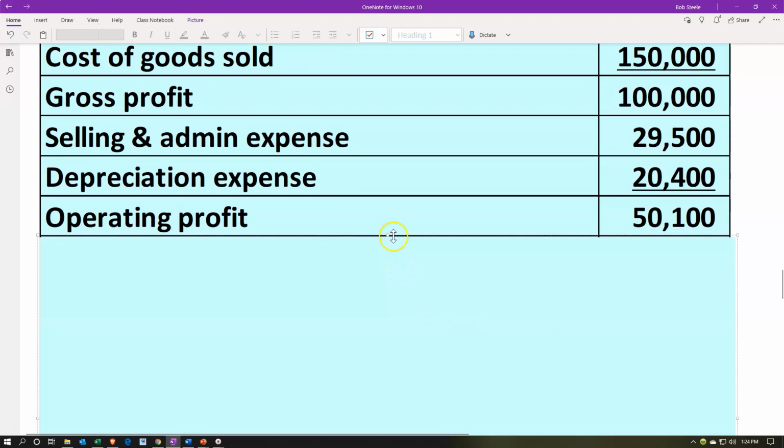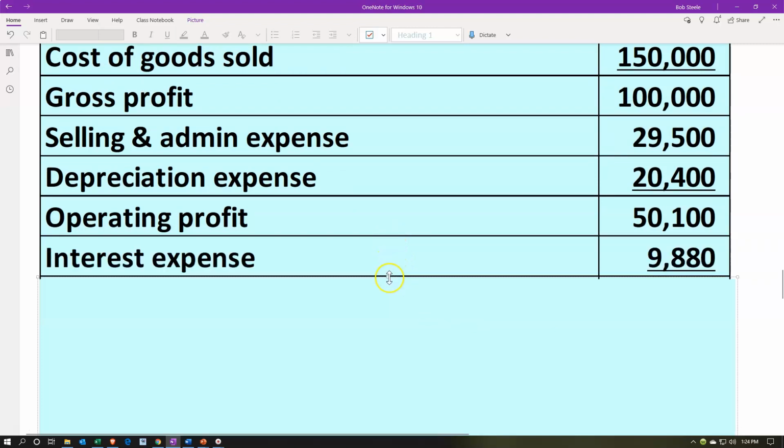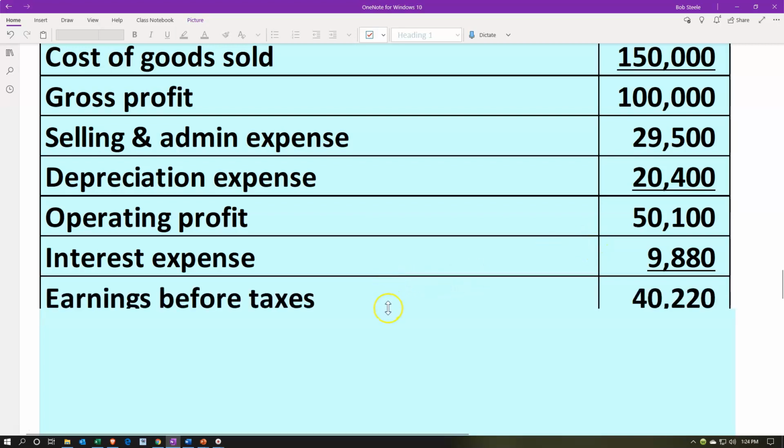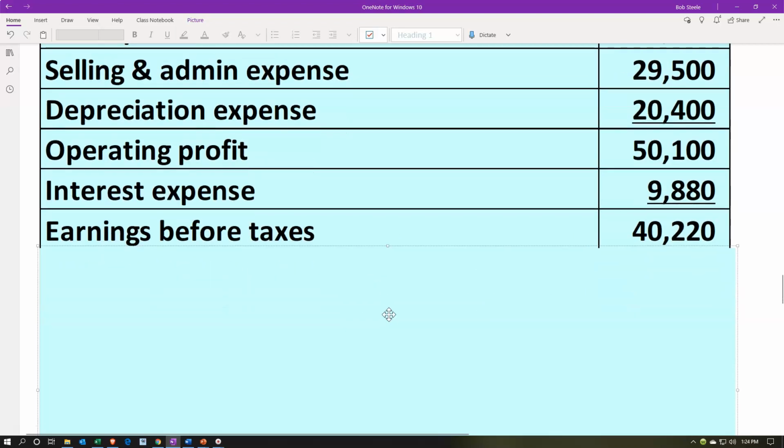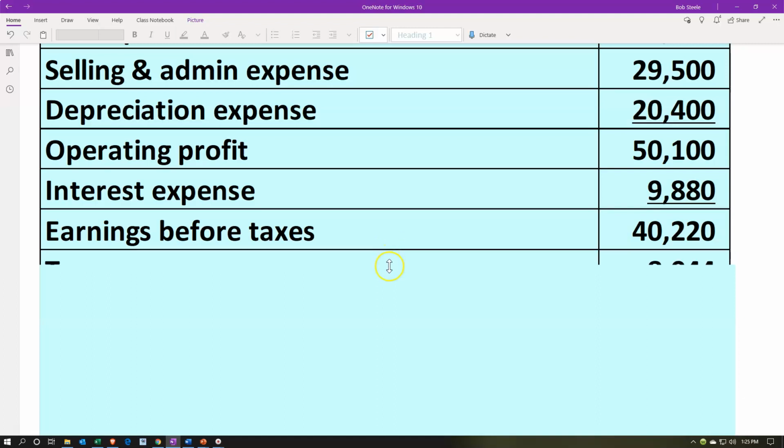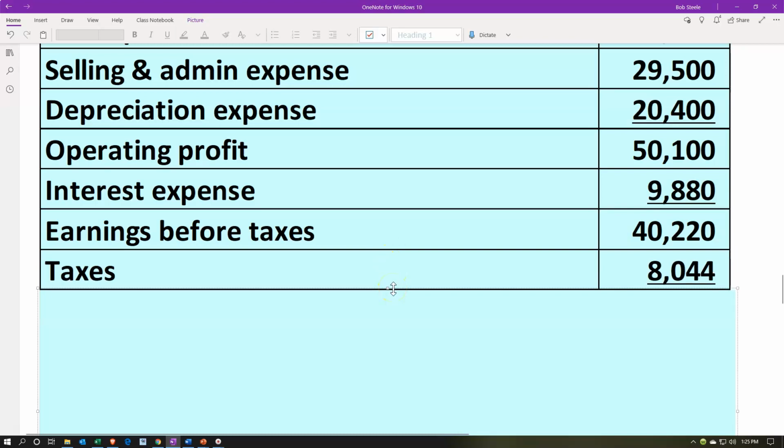Then we're going to look at those things that might not be included in the operating profit, which may include interest expense, because we would only have interest expense if we had financing. So we're going to take the $50,100 minus the interest expense to get to the earnings before taxes. We always have earnings before taxes because we have to have those earnings in order to calculate the taxes. Taxes often confuse our analysis because they go up as earnings go up, so they are something that we always break out. So then we have the taxes, which are calculated based on the earnings, at $8,044.